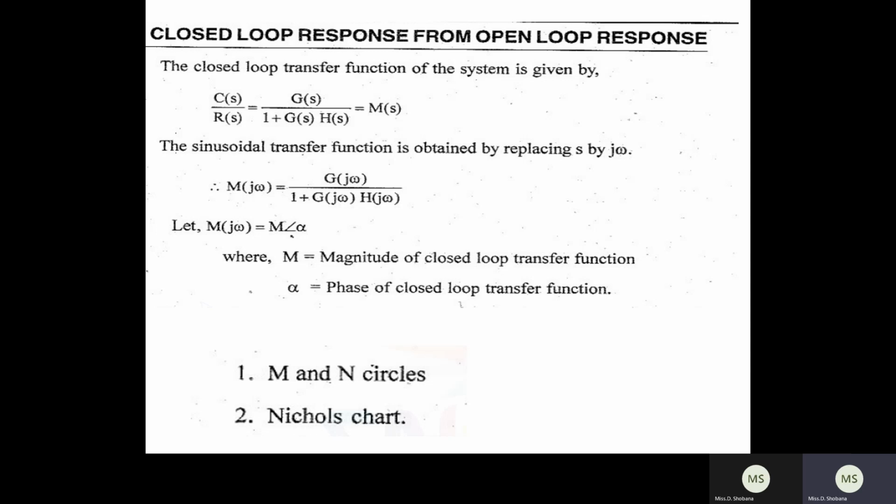Here M of j omega is a complex function which consists of magnitude as well as phase angle. The magnitude is denoted by M and the phase angle by alpha. So the phase angle of the closed loop transfer function is alpha, and the magnitude of the closed loop transfer function is always considered in terms of capital M. Now we are going to discuss what is meant by the M and N circles and the Nichols chart.